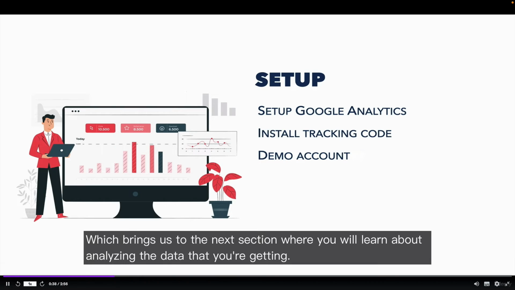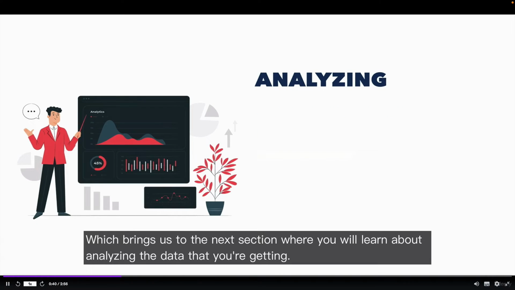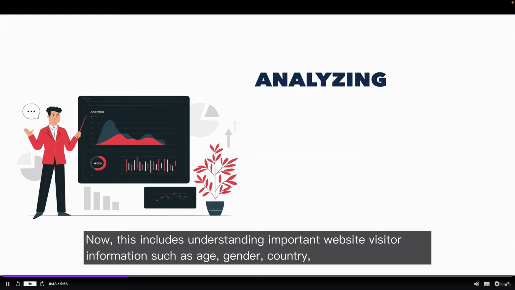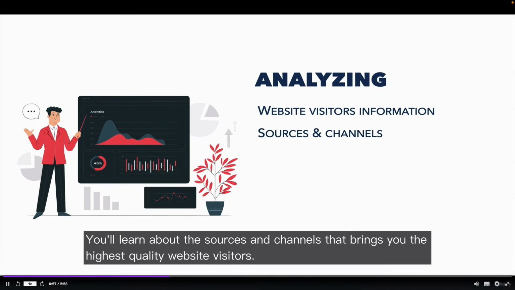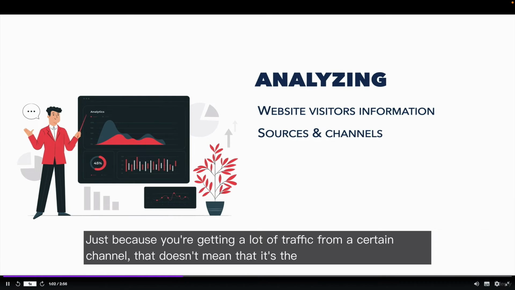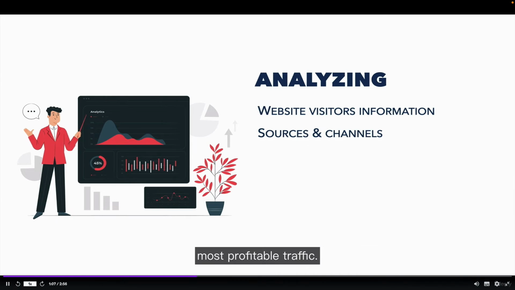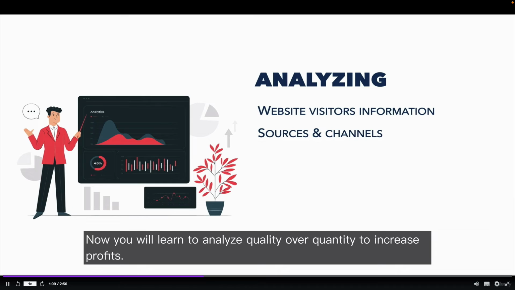Which brings us to the next section, where you will learn about analyzing the data that you're getting. Now, this includes understanding important website visitor information such as age, gender, country, interest, etc. If you know who your audience is, you'll know how to relate to them and improve your marketing results. You'll learn about the sources and channels that brings you the highest quality website visitors. Just because you're getting a lot of traffic from a certain channel, that doesn't mean that it's the most profitable traffic. Now, you will learn to analyze quality over quantity to increase profits.